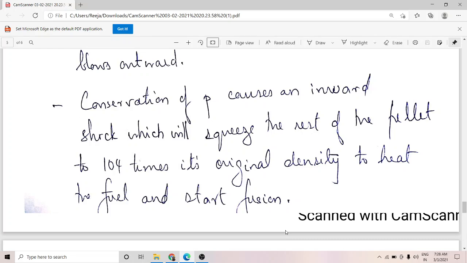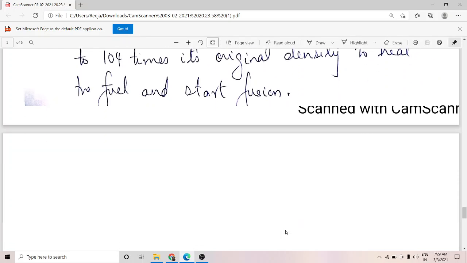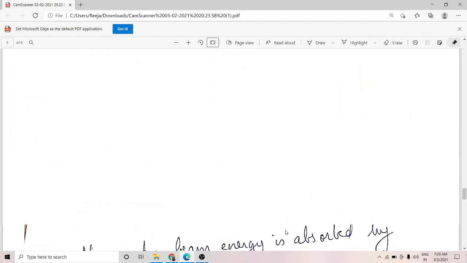Energetic beams are allowed to fall on the fuel pellets, and when the energy is absorbed by the outer layer of the pellet, it will just explode in the outward direction. To conserve momentum, there will be an inward shock. The outer layer is exploding outwards, and there will be an inward shock in a direction opposite to the direction of explosion, and it will squeeze the rest of the pellet to a very large number of times compared to its original density, which will heat the fuel and start the fusion reaction. So this is how inertial confinement takes place.